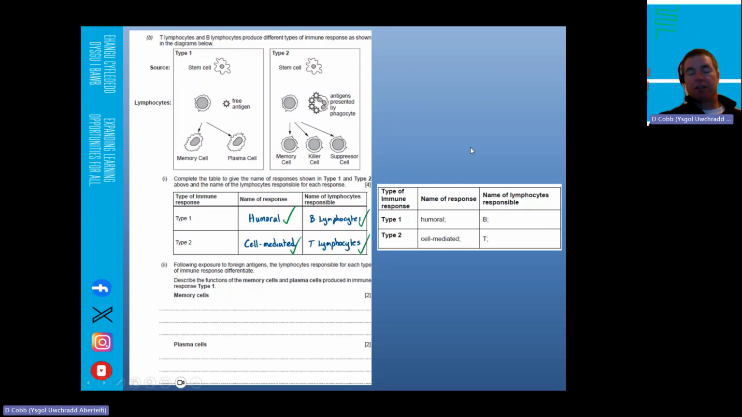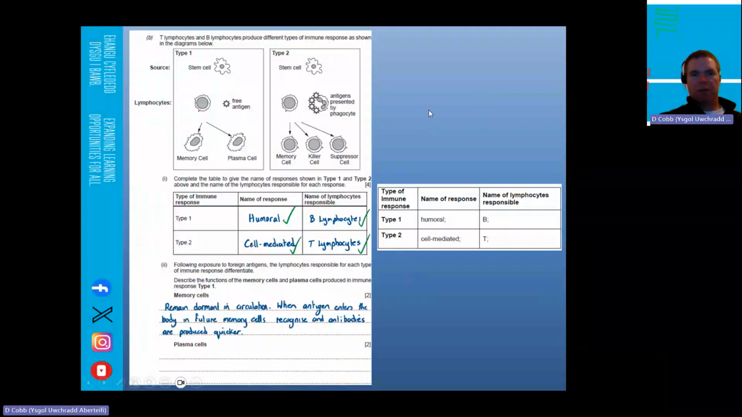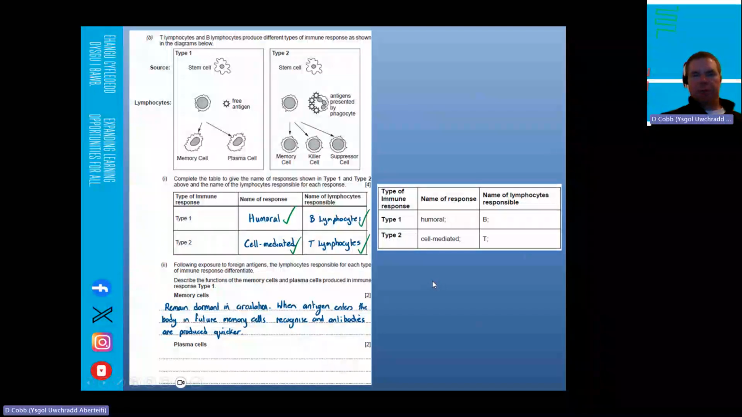I'm not learning anything from it because it's frankly too easy a question. But it says, following exposure to the foreign antigens, the lymphocytes responsible for each type of immune response differentiate. Describe the functions of the memory cells and plasma cells produced in the immune response type 1. So it's referring to just the humoral response. So this is the answer I put down here. I'm saying the memory cells remain dormant in circulation. When the antigen enters the body in the future, memory cells recognize and antibodies are produced quicker. Okay, and I think that's a decent answer. I think I'm going to pick up 2 marks there.